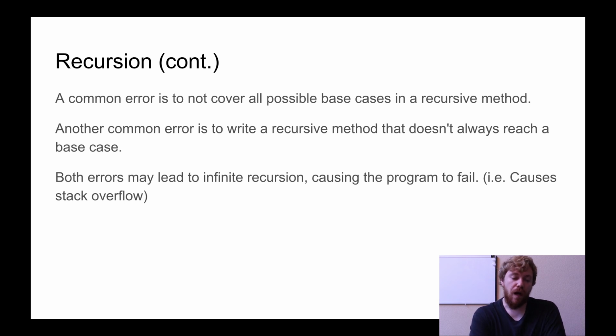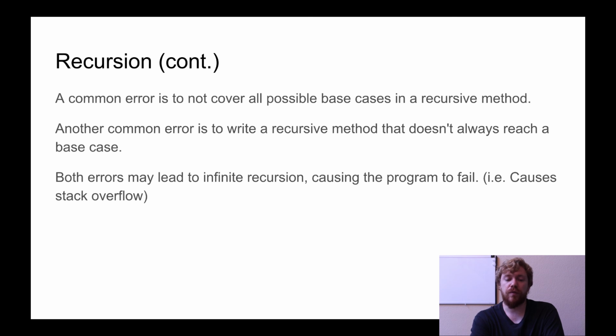So a common error is to not cover all possible base cases in a recursive method. In our case, it seemed pretty intuitive that eventually x would become 0, but in more complex cases it may not be as intuitive, and it's possible that your recursion may work in such a way that it skips over your base case and then will recurse forever until eventually you hit a Stack Overflow error.